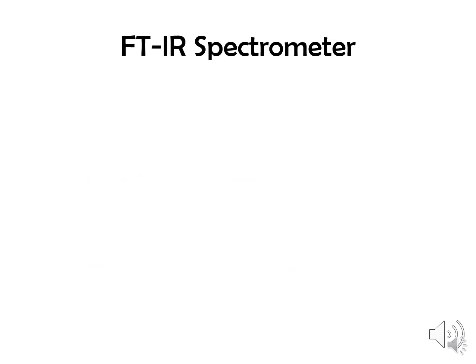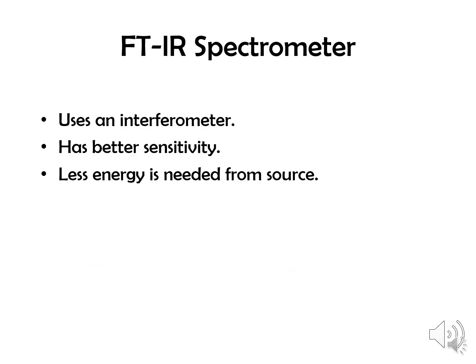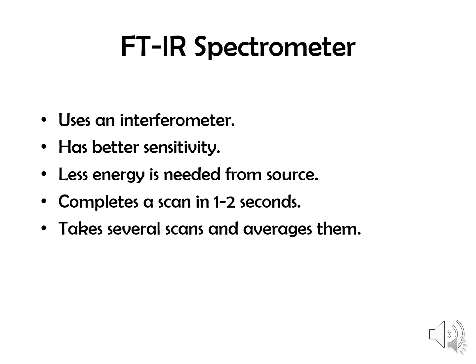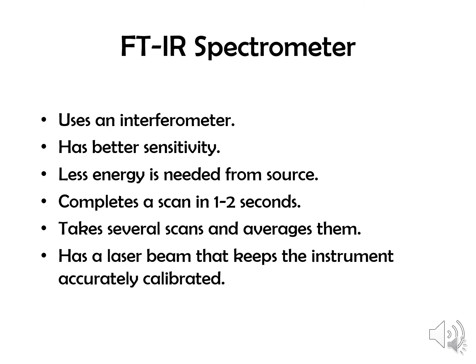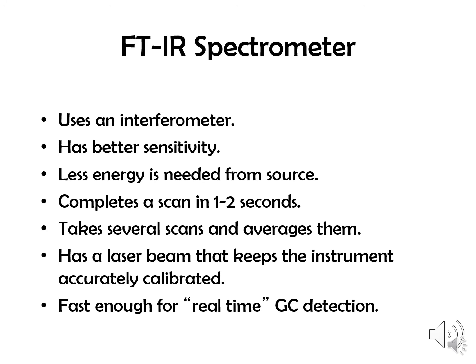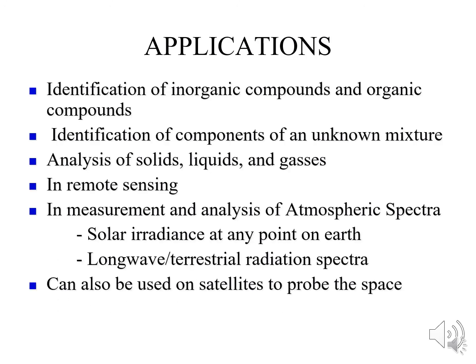Very nice, but this would not lend itself at all to GC, where your sample comes through in a matter of seconds. So fortunately, the FTIR spectrometer, which uses an interferometer, has better sensitivity, less energy is needed from the source, completes a scan in 1 to 2 seconds, and takes several scans and averages them. It has a laser beam that helps keep the instrument accurately calibrated. I'm not going to go into how a Fourier transform infrared spectrometer works. There's a whole bunch of other information available on that. You may want to look into that. The crux is it's fast enough for real-time GC detection.